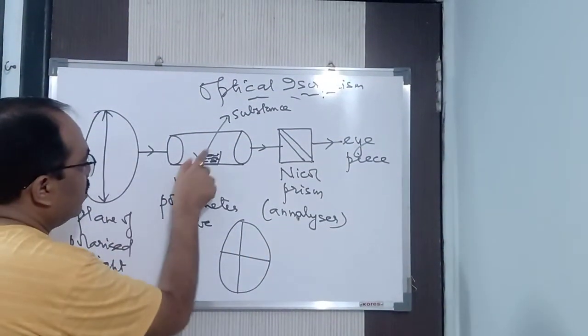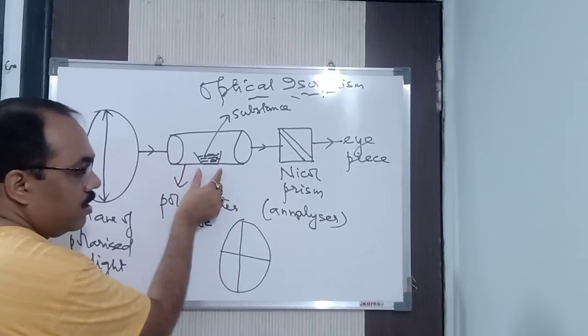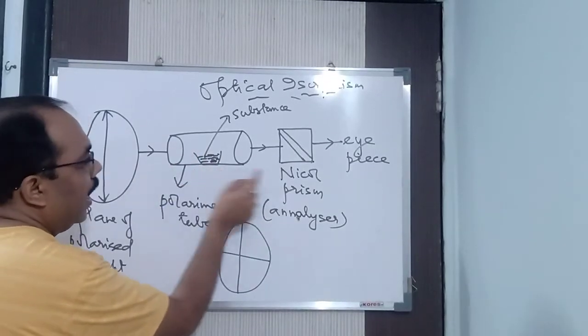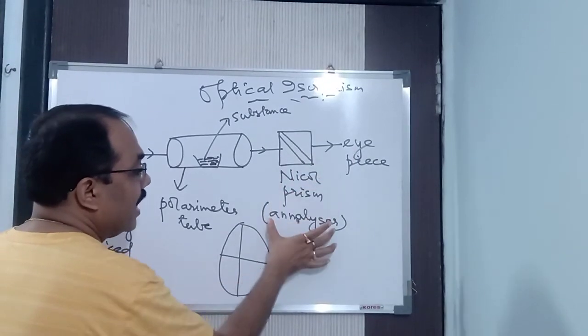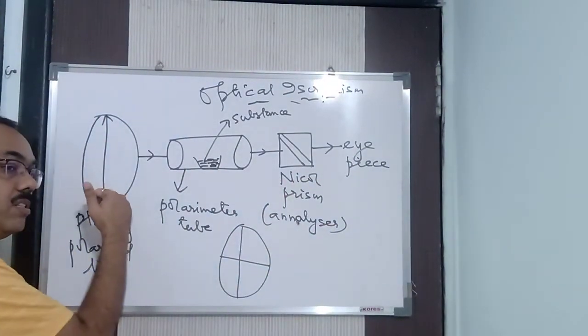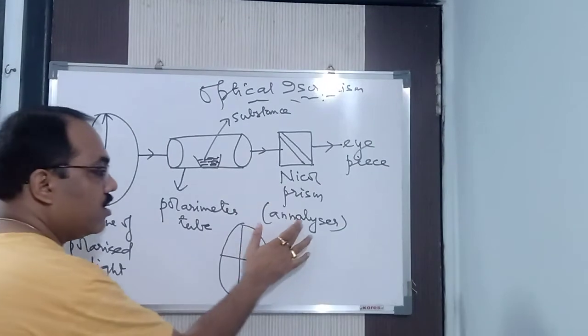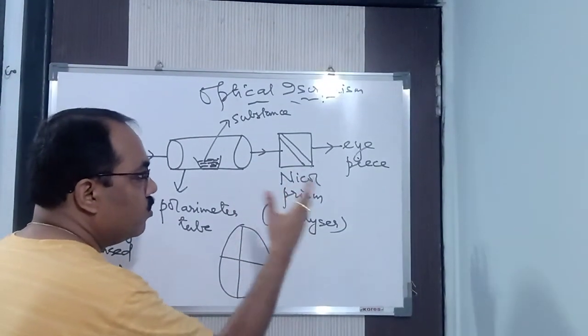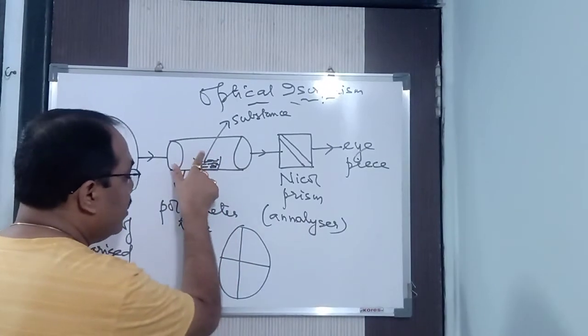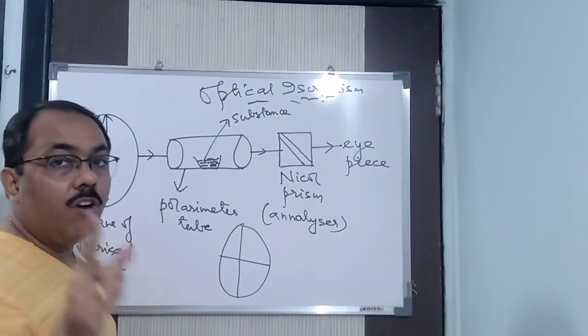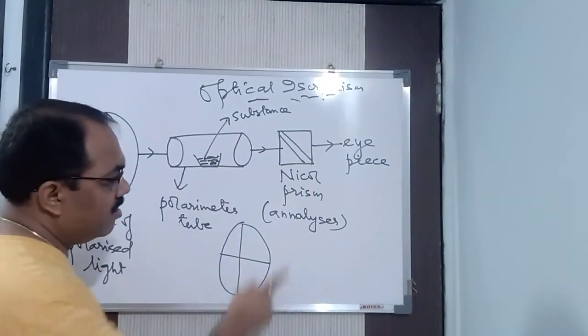So the planar polarized light is being passed to the given substance. Alright, and we are putting a Nicol prism and we are putting an eyepiece. This Nicol prism is called the analyzer. Before that, one Nicol prism we have used, that is what's called the polarizer. This is known as the analyzer. Analyzer means it is used to analyze whether the given substance is optically active or not. Hence, it is called the analyzer.